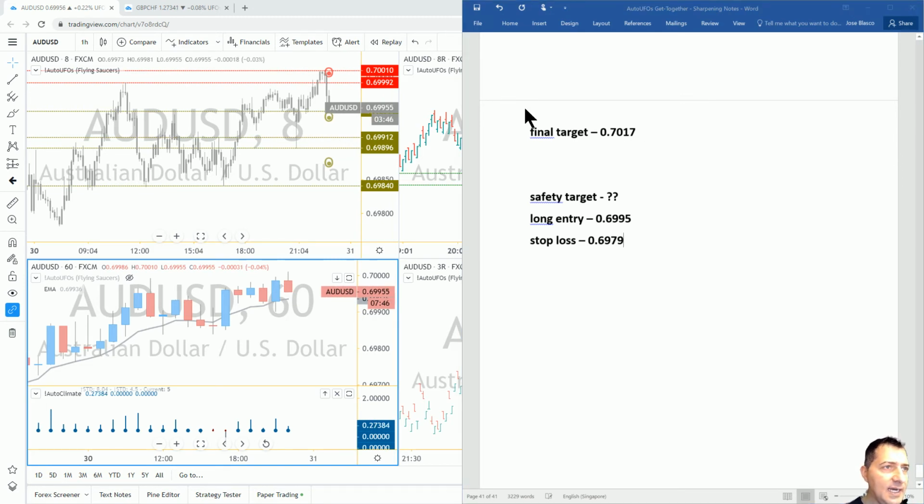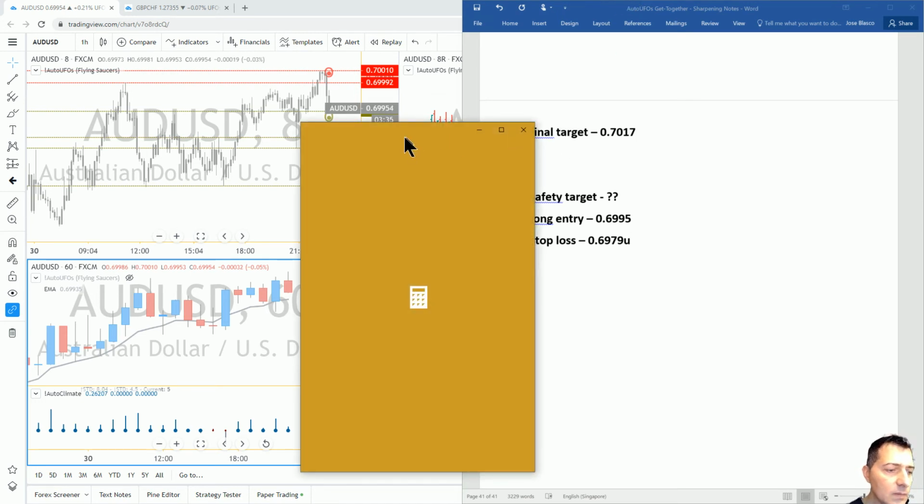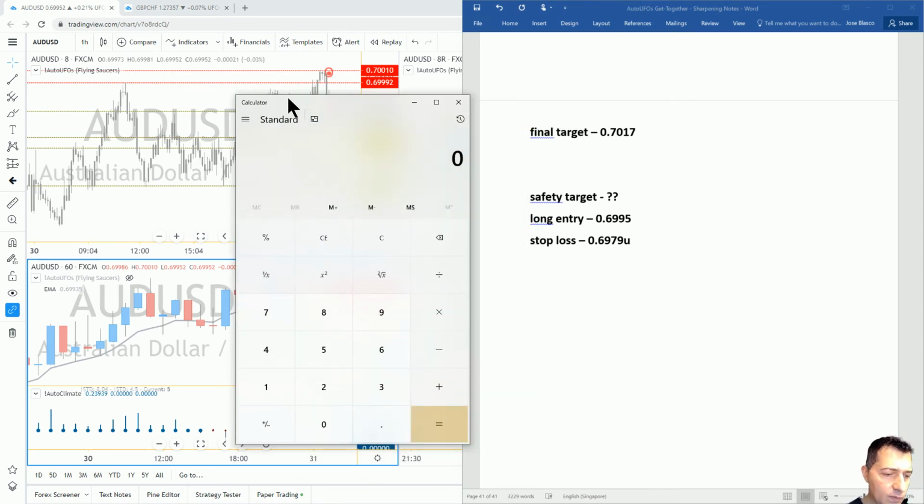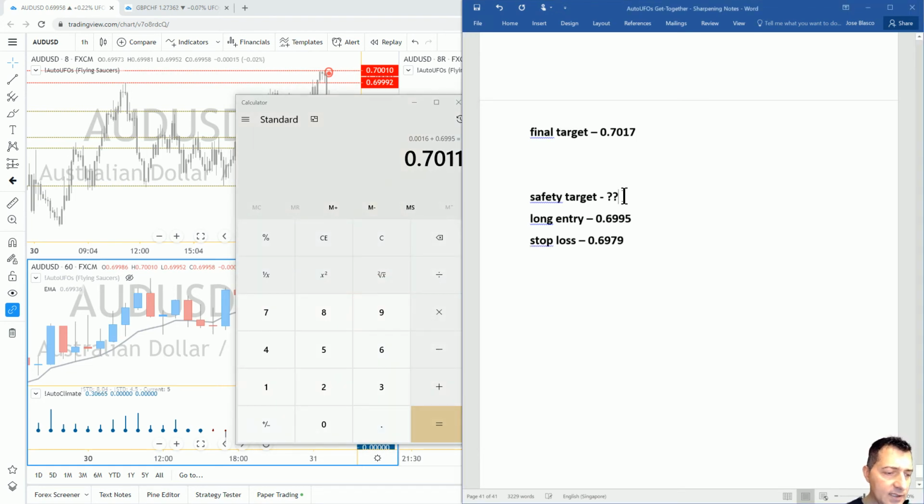So 69.79. And now we're going to pick a calculator, which I thought I left open, but I closed. So I'm just going to open a new calculator here. Here we go. And we're going to do the math. So the math would be 0.6985 minus 0.6979. That is 16 pips. So if I add 16 pips to 69.95, that is telling me that my safety target is 0.7011.